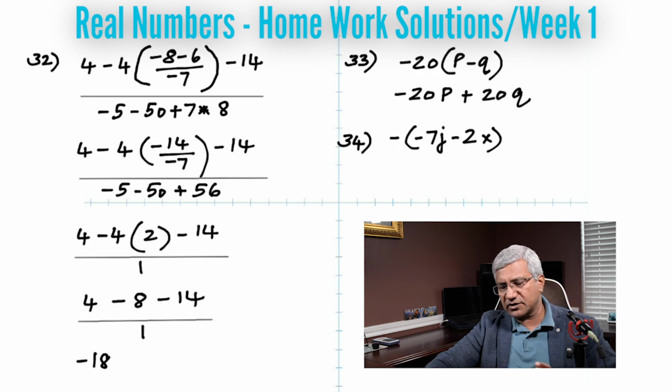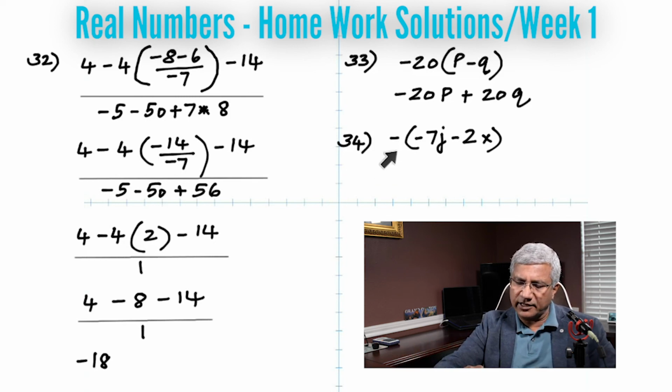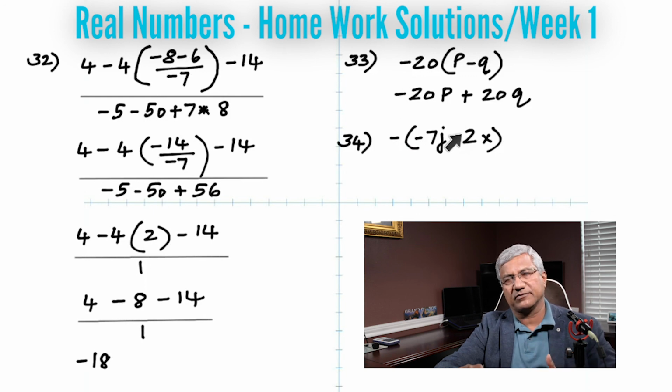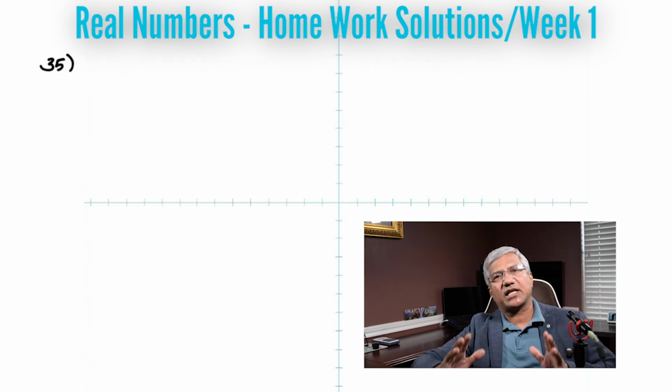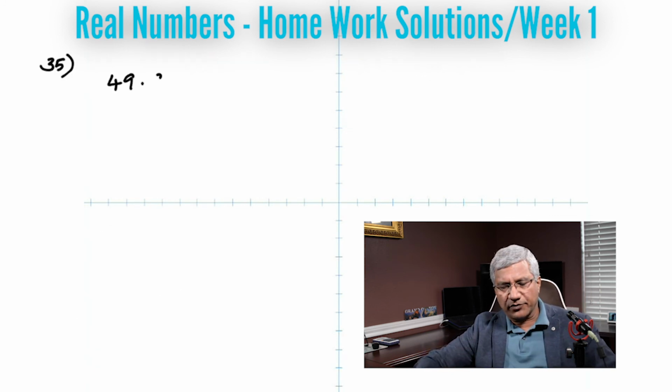So minus 7j minus 2x. A negative here simply means a negative 1. And so you got to distribute it. So this negative multiplied with a negative will make this positive. This negative multiplied with this negative will also make that a positive. So both the signs will change and you will get positive 7j plus 2x. Bringing us to the last question in this video, 35.